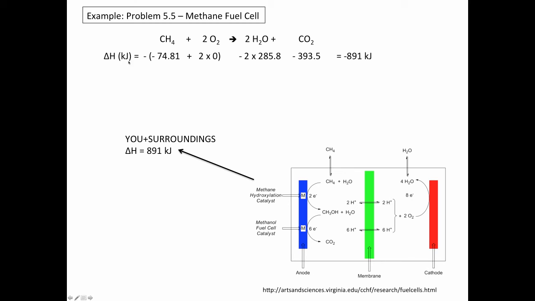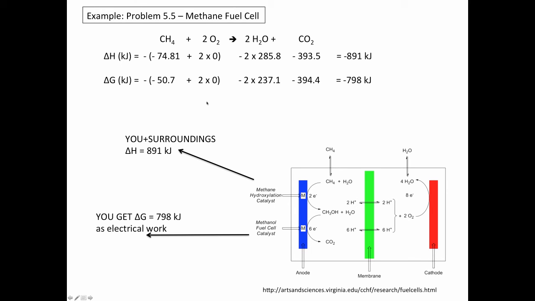So if you look up the enthalpy values of the reactants and products, you can compute the change in enthalpy, and you'll find it's minus 891 kilojoules. So that enthalpy is coming out from the fuel cell into the surroundings, plus yourself. Do the same calculation for the Gibbs free energy, and you get minus 798 kilojoules. So that's the amount that you get that isn't heat given up to the surroundings. So in other words, that's the amount of electrical work that you are going to get out, 798 kilojoules. The difference between these two must be the amount of heat that exits the system.